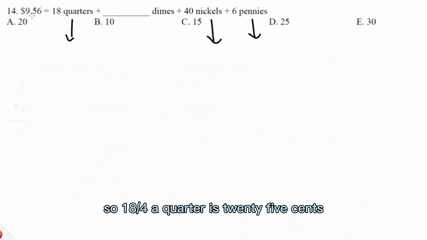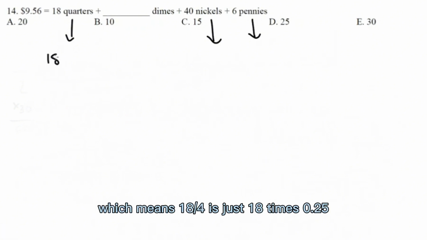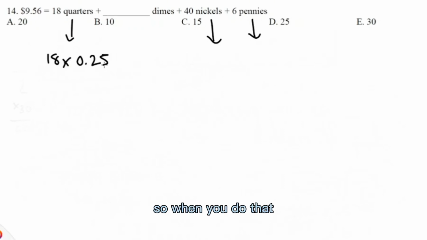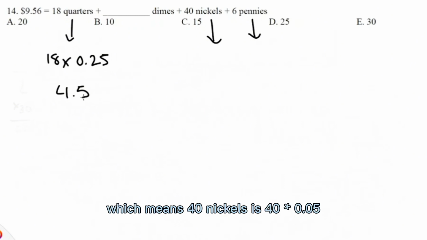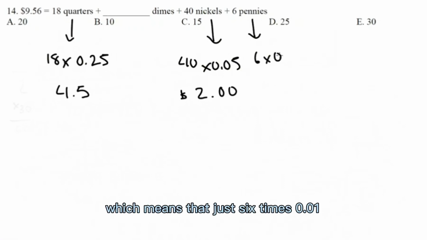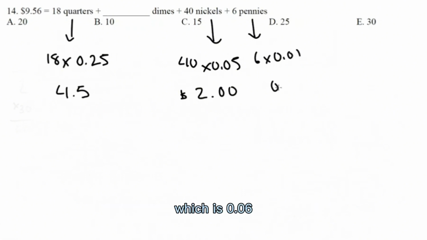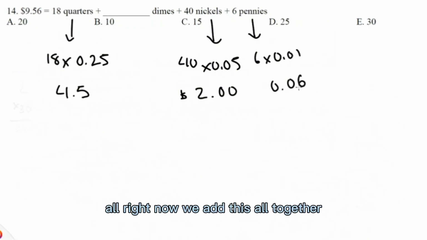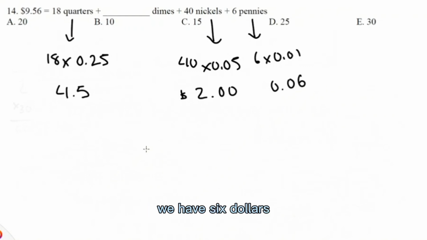A quarter is 25 cents, which means 18 quarters is just 18 times 0.25. So when you do that, that's just 4.5. Next, 40 nickels. So a nickel is 5 cents, which means 40 nickels is 40 times 0.05. That's just $2 to be exact, but it doesn't really matter. Alright, then 6 pennies. So each penny is 1 cent, which means that's just 6 times 0.01, which is 0.06.